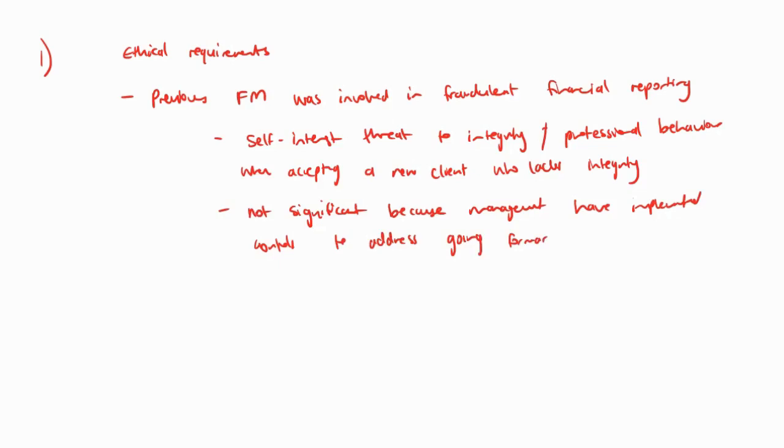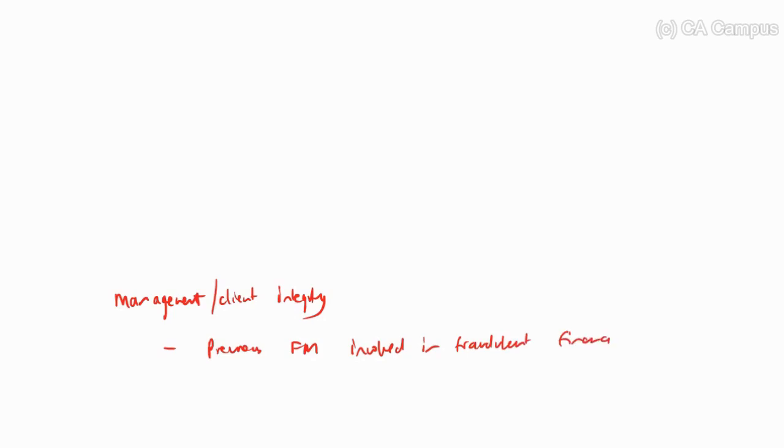Now, I've already not put down this as a concern with regards to management integrity. So I need to go and put that under my heading of management integrity, because that is a section I have to adhere to as part of pre-engagement. So I'm going to have a new heading down here, leave some space, management or the client integrity, and I can say the previous financial manager was involved in fraudulent financial reporting, indicating a lack of management integrity. Guys, you'll have to write out financial manager.